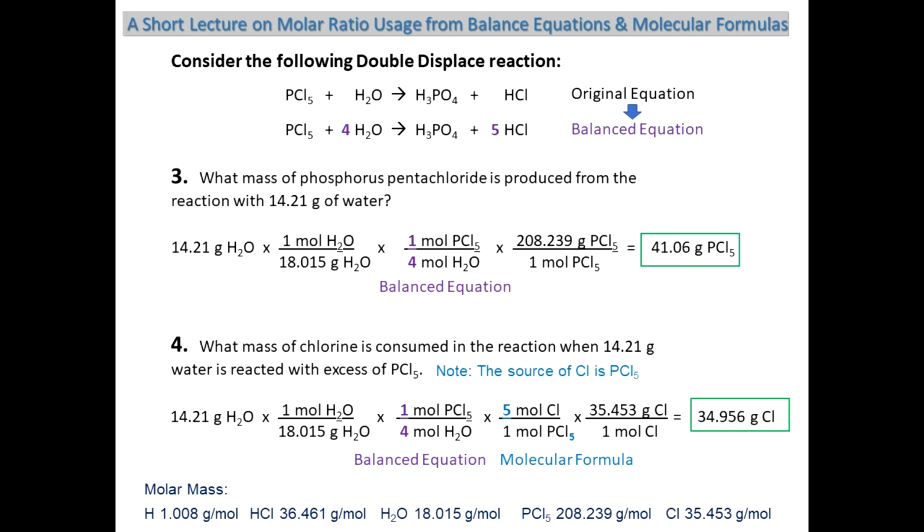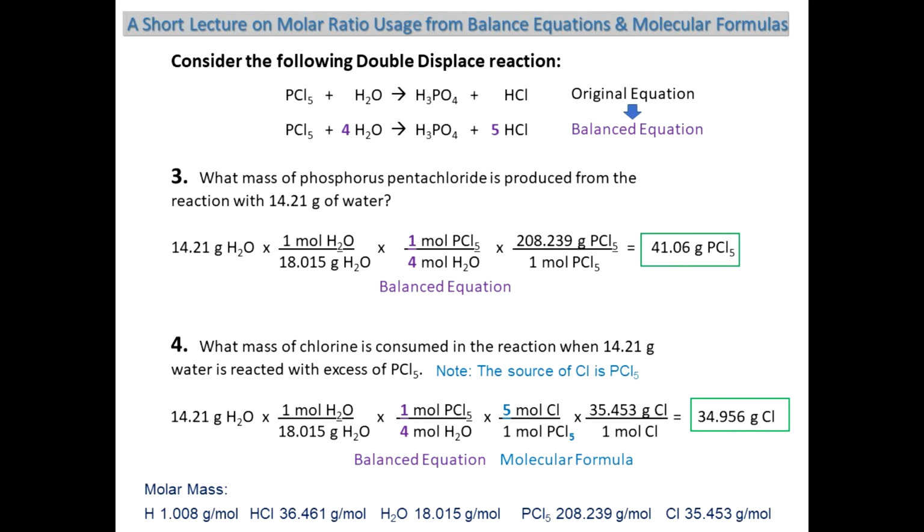Let's do problem number 4. In problem number 4, we're going to show you how both these conversion factors can be used. What mass of chlorine is consumed when 14.21 grams of water is reacted with excess phosphorus pentachloride? In this case, chlorine does not appear in the balanced equation. Therefore, we must use an indirect method of finding the chlorine. In this case, chlorine is found in phosphorus pentachloride. Therefore, let's carry out the dimensional analysis with this in mind.